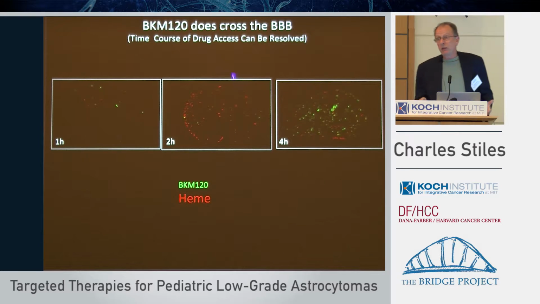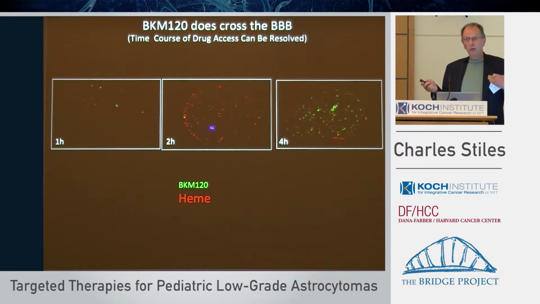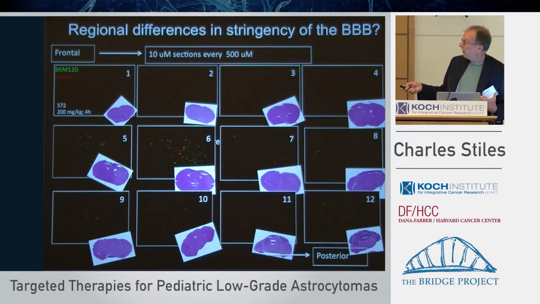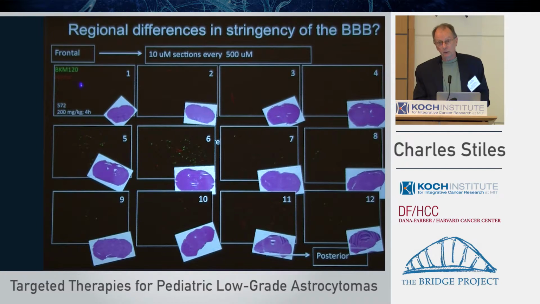Other things you can see with this technology, you can actually see regional differences in stringency of the blood-brain barrier. Here, Natalie and her students gavaged a mouse with BCAM120, waited a few hours, and then sectioned the entire brain from front to back. And as you move from front to back, getting in the middle of the brain towards the ventricles, you can see drug appearing, and then somehow there's less drug as you go further back.